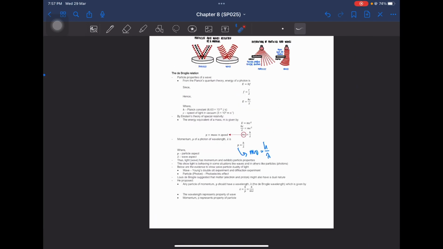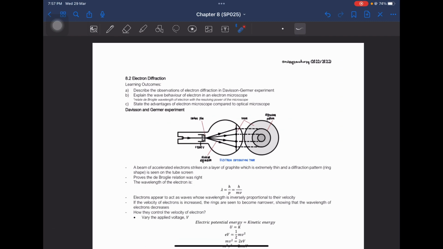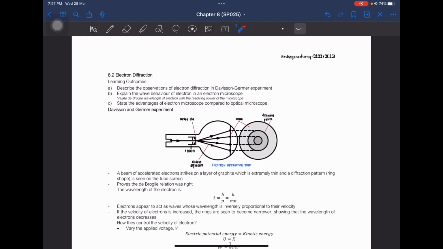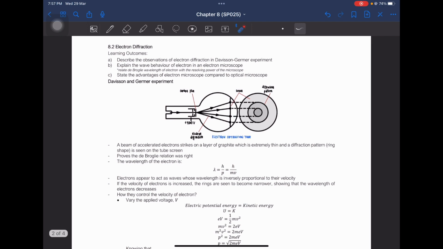Now, let's look at subtopic number 2, electron diffraction. In this subtopic, you have to be able to describe the observations of electron diffraction in Davisson-Germer experiment. Next, explain the wave behavior of electron in an electron microscope and relate the de Broglie wavelength of electron with the resolving power of the microscope. And lastly, state the advantages of electron microscope compared to optical microscope.